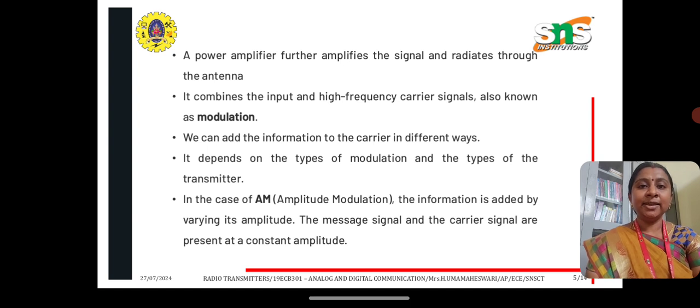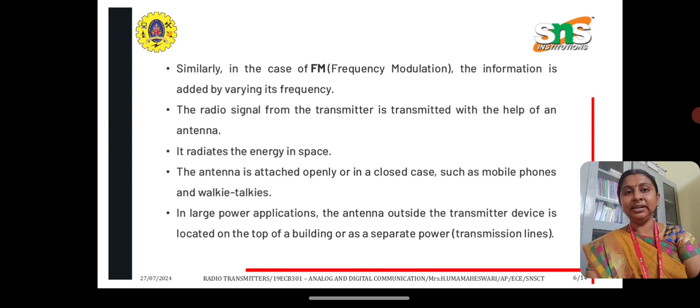It combines the input and high frequency carrier signals, also known as modulation. We can add the information to the carrier in different ways. It depends on the types of modulation and the types of transmitter. In the case of amplitude modulation, the information is added by varying its amplitude. The message signal and the carrier signal are present at a constant amplitude. Similarly, in the case of frequency modulation, the information is added by varying its frequency.